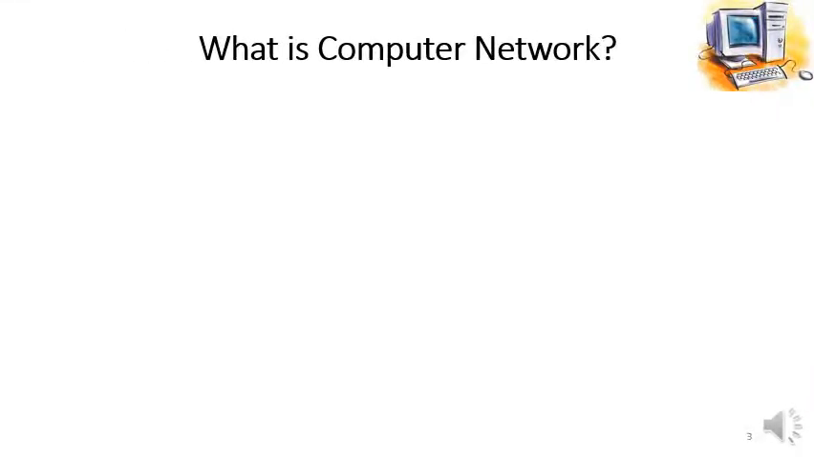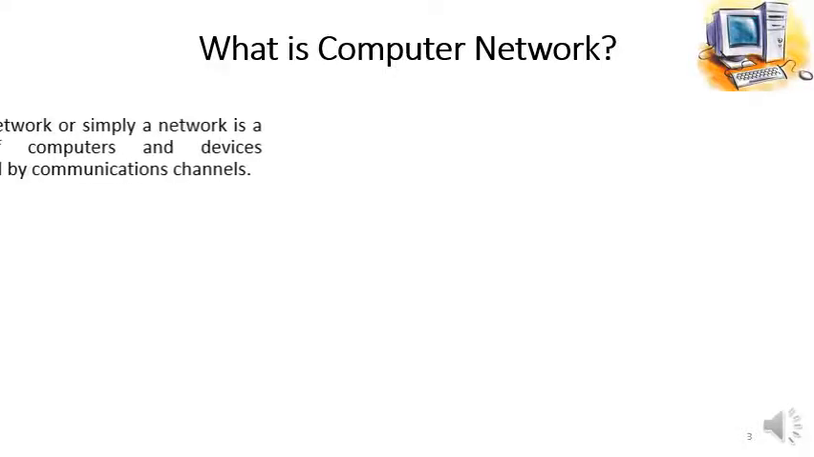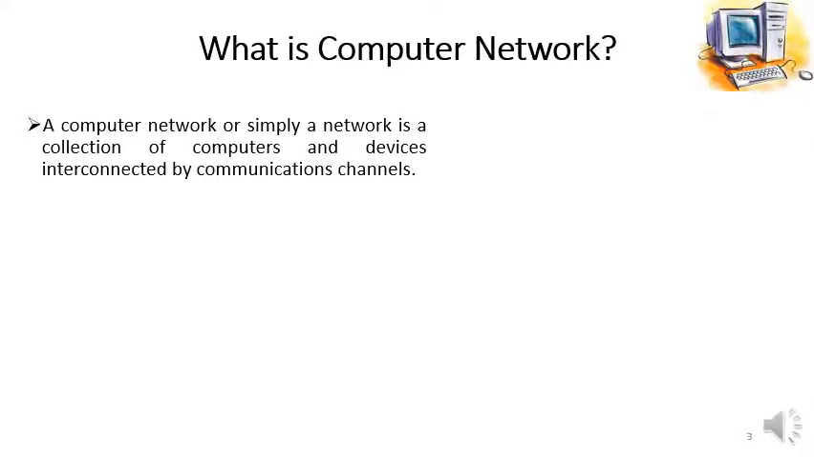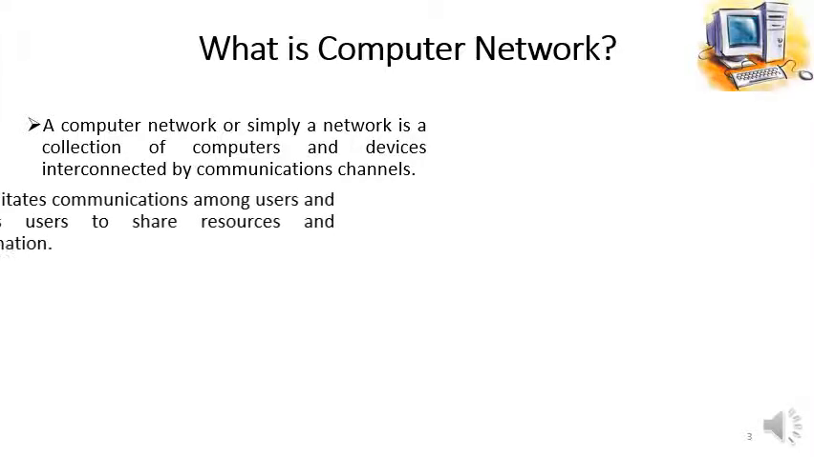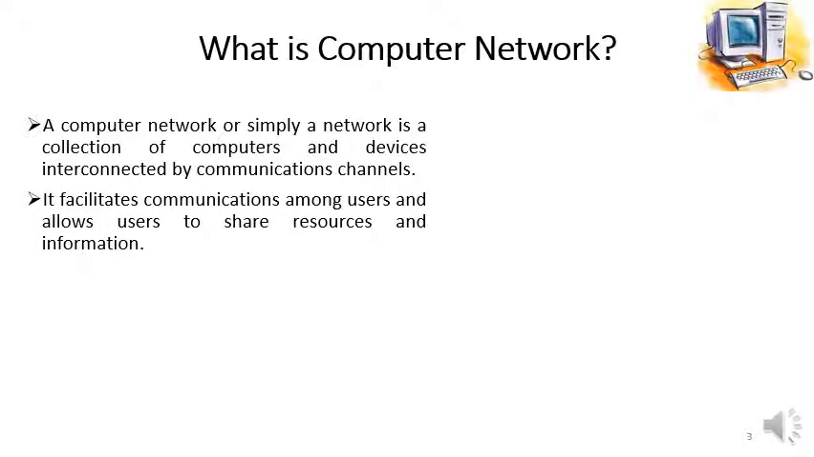What is computer network? A computer network, or simply a network, is a collection of computers and devices interconnected by communication channels. So those communication channels may be wired or wireless, both are possible. It facilitates communications among users and allows users to share resources and information, as we discussed in the previous slide.